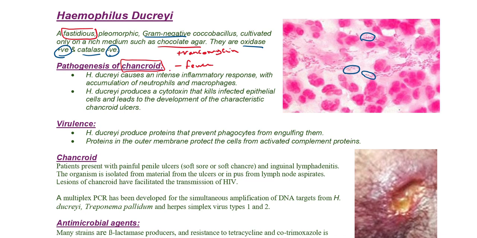Haemophilus ducreyi causes intense inflammatory response with accumulation of neutrophils and macrophages, so it's purulent. And when it causes an ulcer, it shows necrosis in the bed of the ulcer.